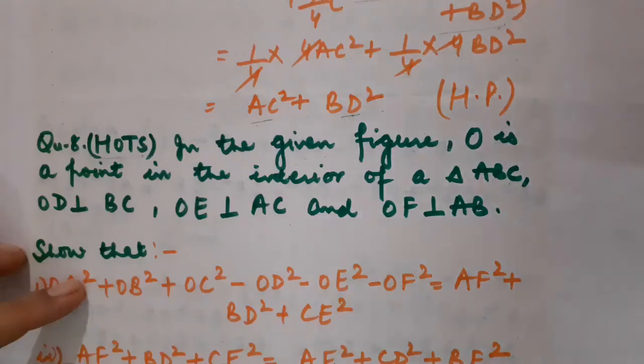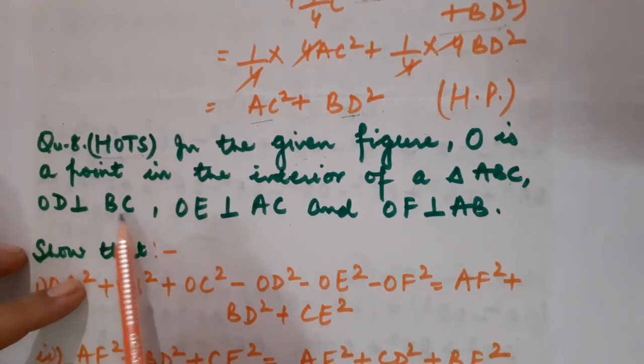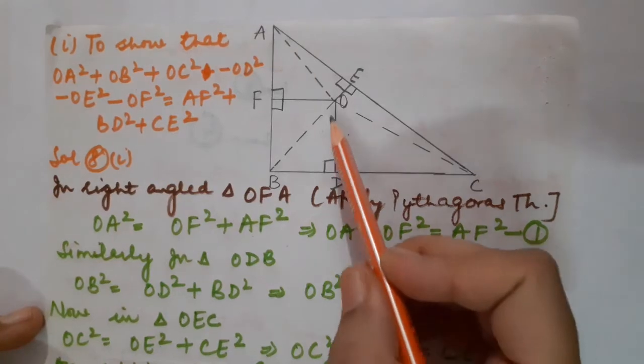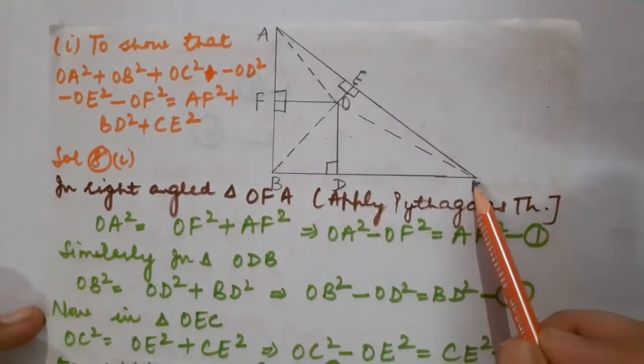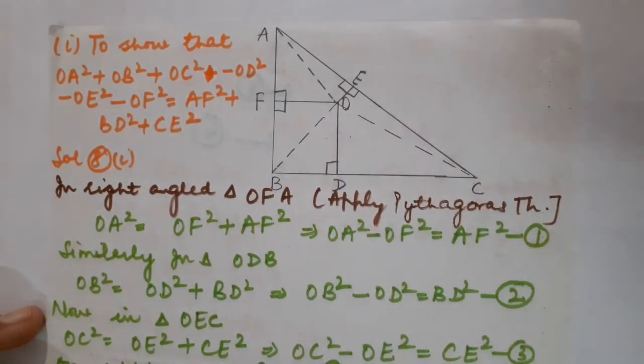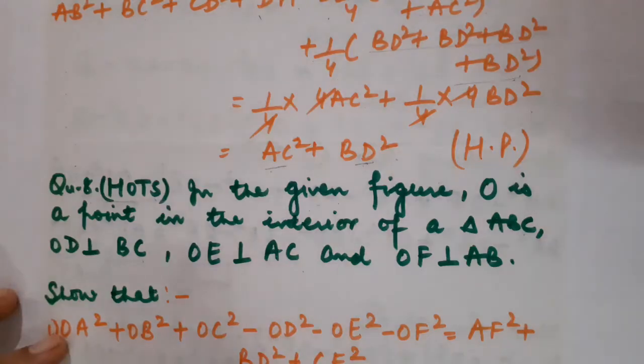Correct? Where OD is perpendicular to BC. So you can see in the diagram that OD is perpendicular to BC. This diagram is given in the statement. Okay. OE is perpendicular to AC and OF is perpendicular to AB. Let us check in the diagram.